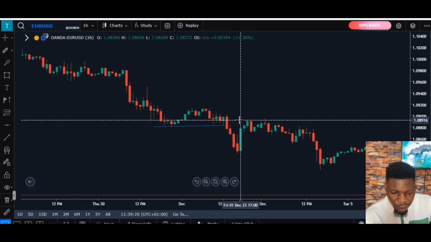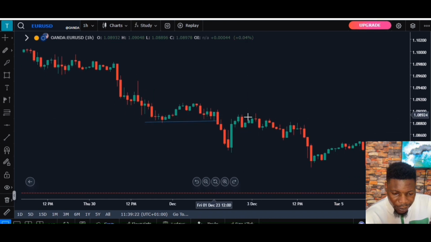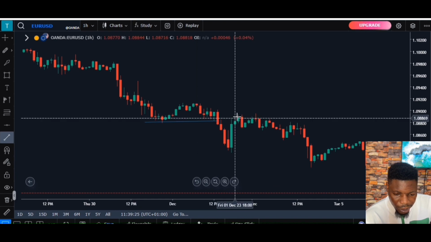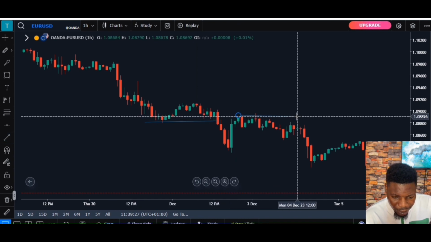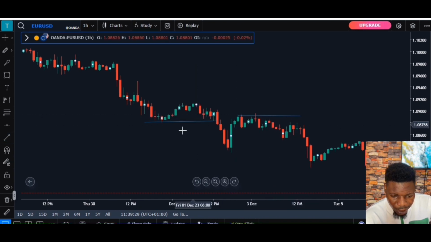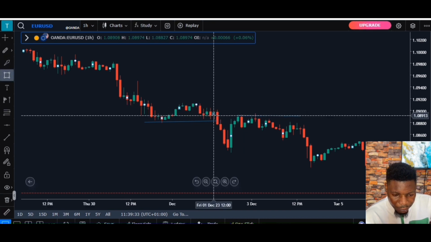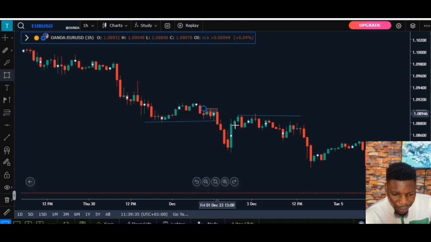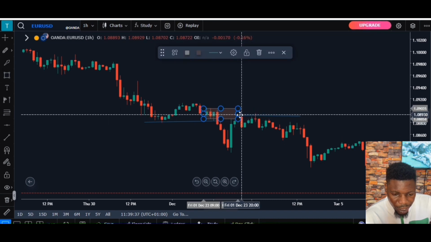If you can see clearly, the market tapped this order block here, and pushed back down.